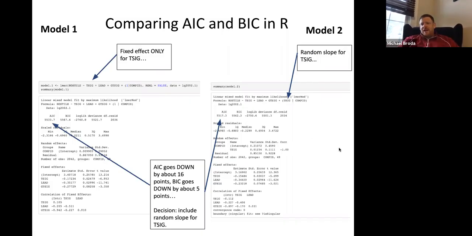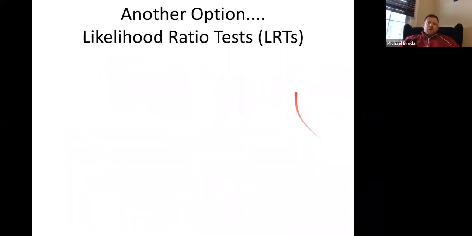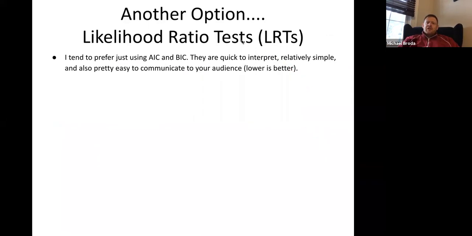Okay, so that's comparing AIC and BIC across the two. There also is another option, which is using likelihood ratio tests. I like to use AIC and BIC myself because they're pretty quick to interpret, they're pretty simple, and it's pretty easy to communicate to your audience. So for me, it's like, okay, did this model result in a reduction of AIC or BIC? Yes or no? If no, okay, then the model wasn't improved.